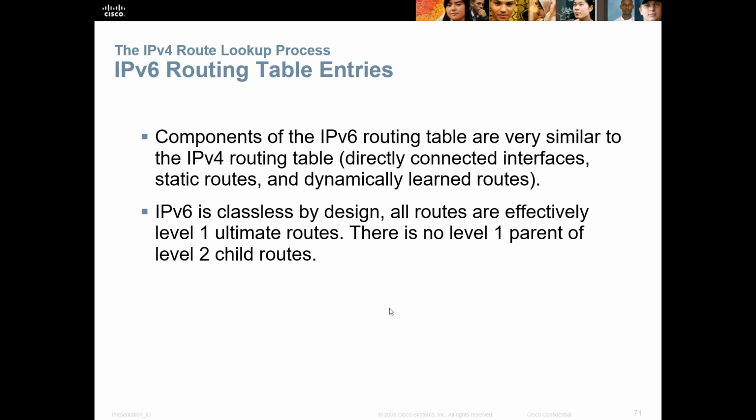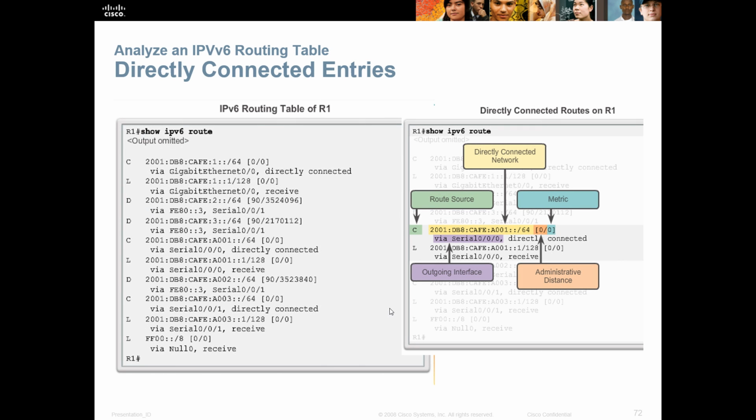IPv6 routing table entries, the components for the IPv6 routing table are very similar to IPv4. IPv6 is classless by design, so all routes are effectively level 1 ultimate routes. There are no level 1 parents of level 2 children. They're all level 1 ultimate routes.